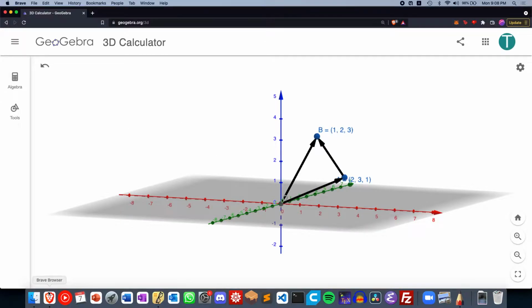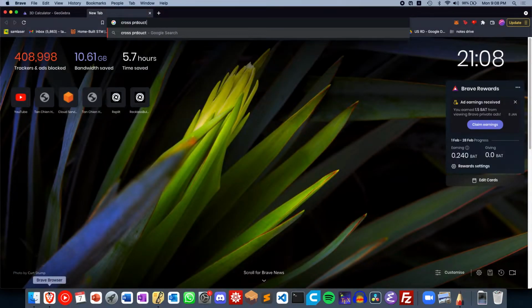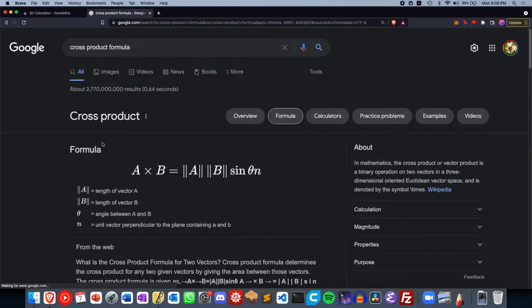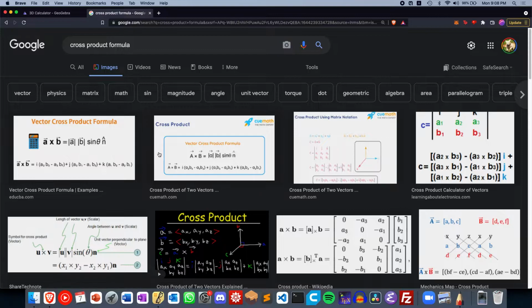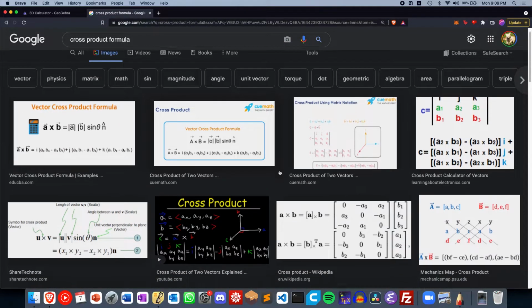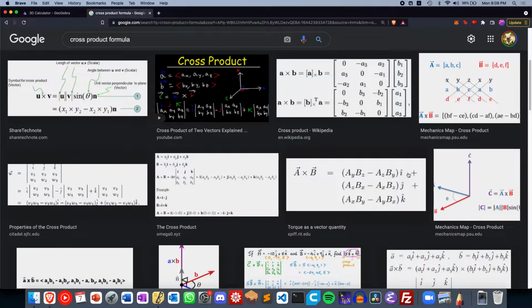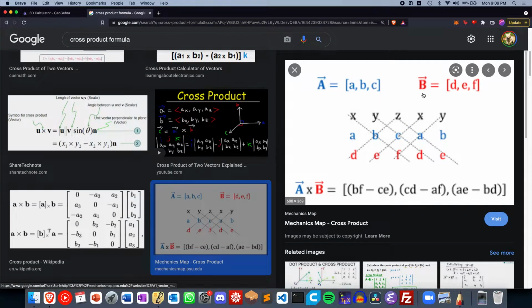If you don't believe me, you can search cross product formulas, and you see that between A, B, C and D, E, F, the cross product is BF minus CE, CD minus AF, and AE minus BD. They just wrote it in a horizontal manner, but it's actually the same thing.